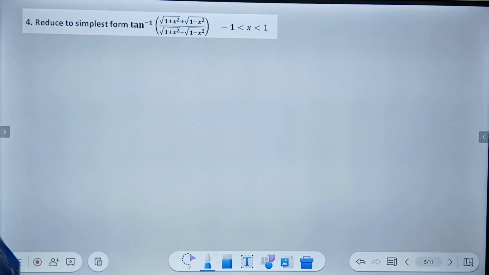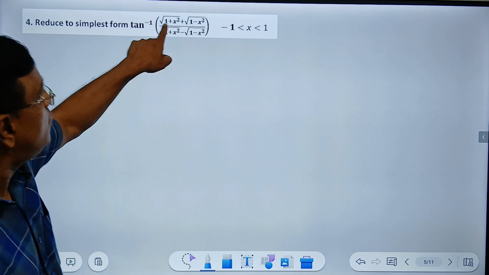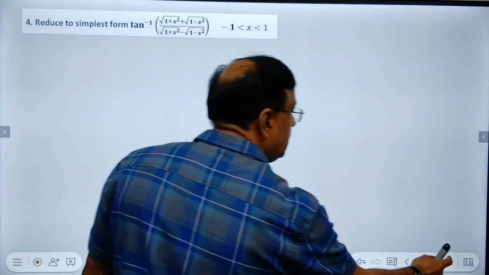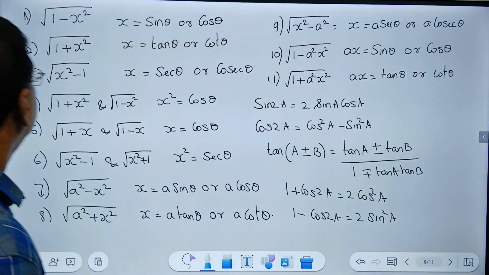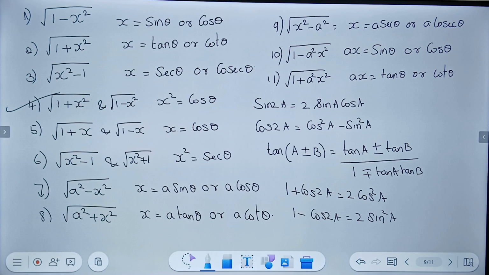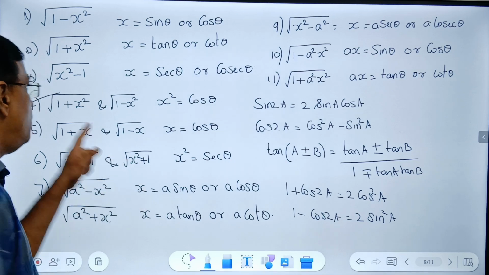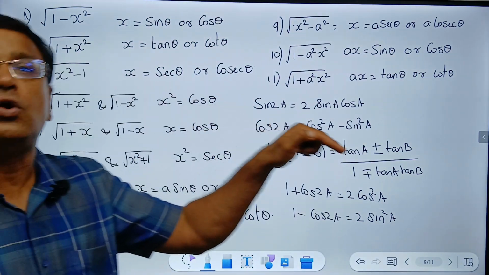You have root of 1 plus x square, root of 1 minus x square. Both root of 1 plus x square and root of 1 minus x square are there. Now let's go to the formula page and have a look at it. Now look at it. See this. Look at point number 4. Whenever you come across root of 1 plus x square and you come across root of 1 minus x square, both, it's and, both are there, you put x square as cos theta.